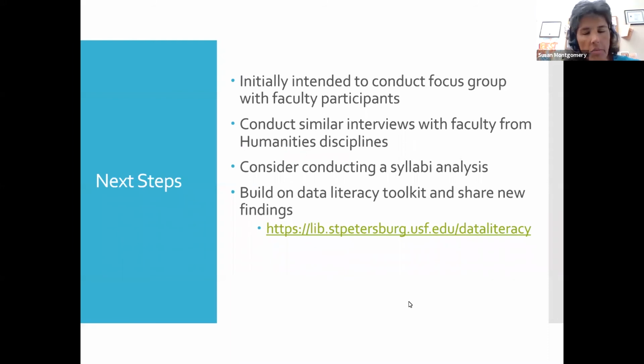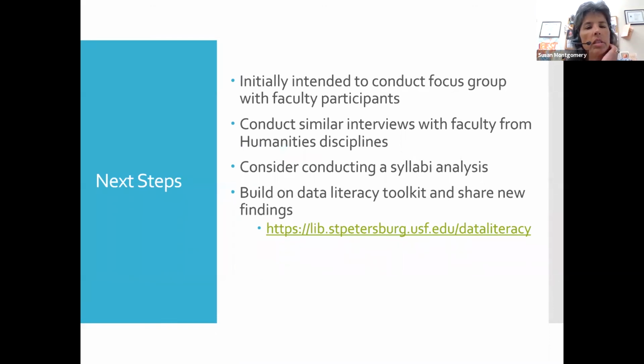So like Emily said, we do have some ideas for next steps. Originally, we had a plan to do a focus group with these faculty colleagues that did not work out because of COVID and other limitations in time. But we do think that we could think about doing that as next steps. Similarly, we were unable to connect with faculty in humanities disciplines, so we would like to get their perspectives on what data literacy means to them in those fields.